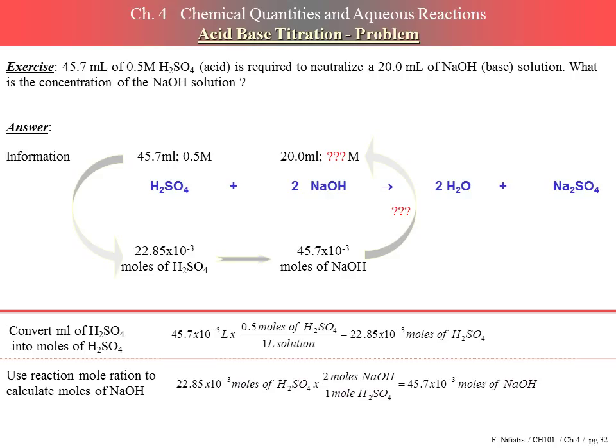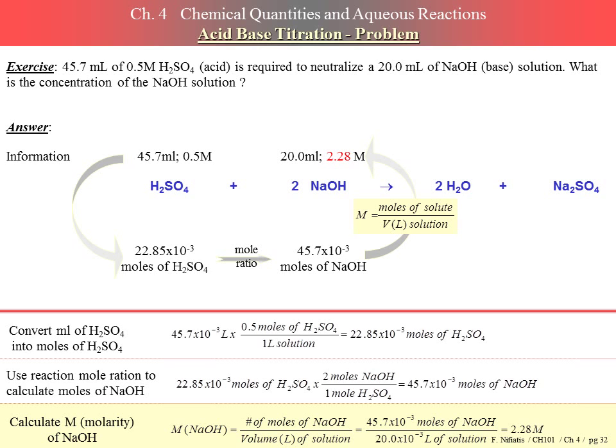Now, we have the moles of the sodium hydroxide contained in 20 milliliters of solution, and we want to know the concentration. We will divide the moles over the volume. We need to convert it into liters, so it will be 20 times milli is 10 to the minus 3 liters. Here it is. So the concentration of the sodium hydroxide was 2.28. Questions?